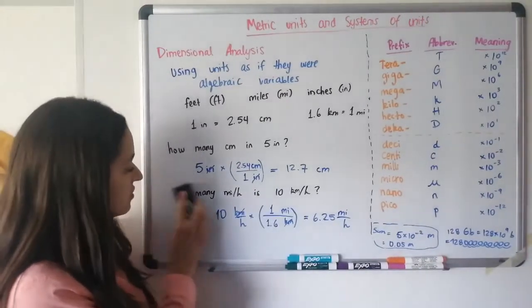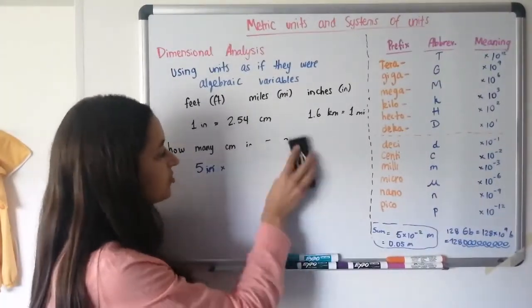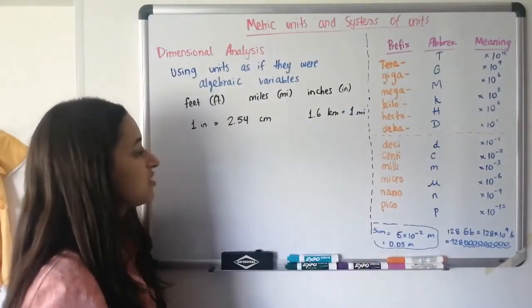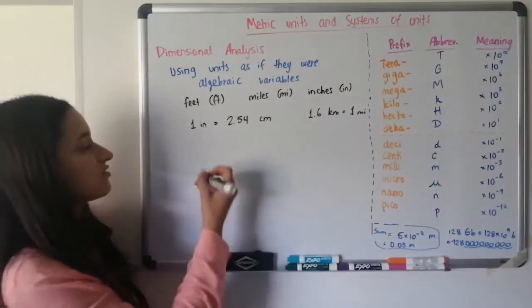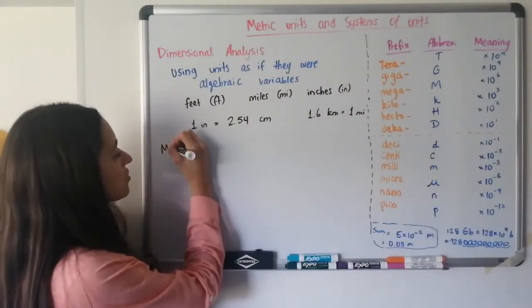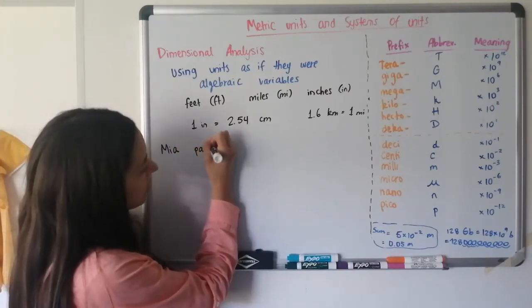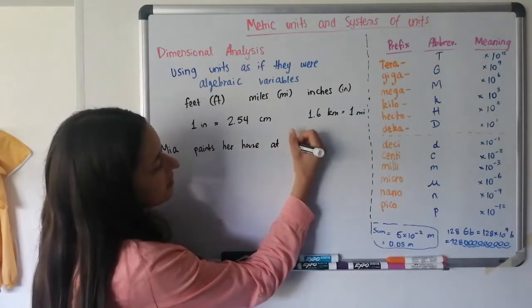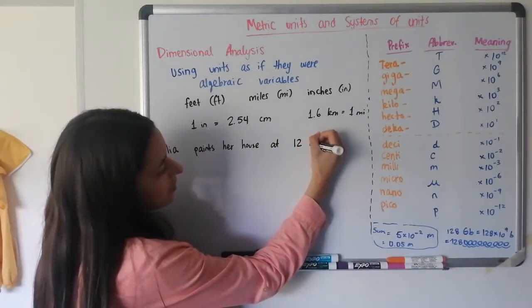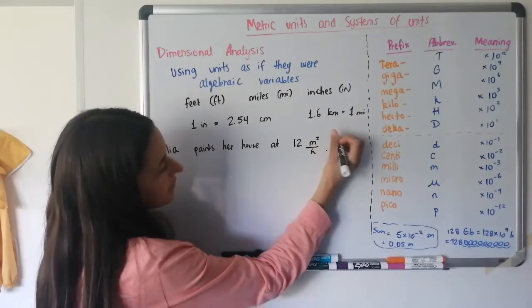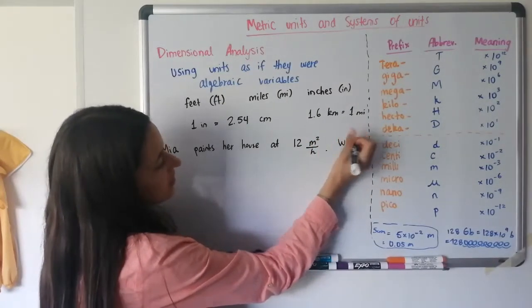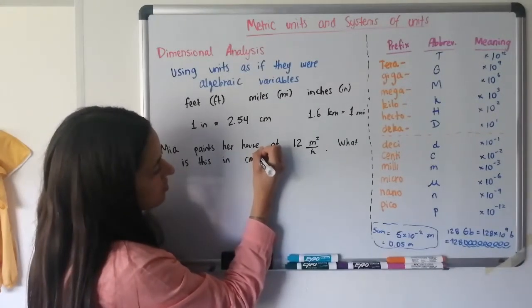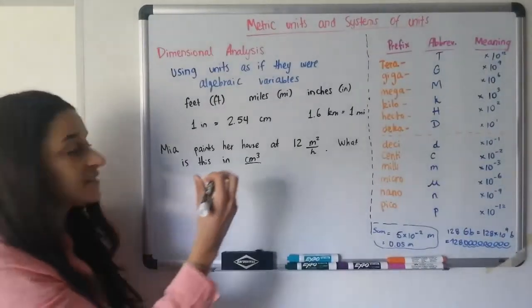And I'm going to do a final example, which is a little bit more complicated than that, just to show the extent to which dimensional analysis can be used. Okay, so this problem says the following. Mia, who is just a girl, paints her house at a speed of 12 cubic meters per hour. So what is this in cubic centimeters per minute?